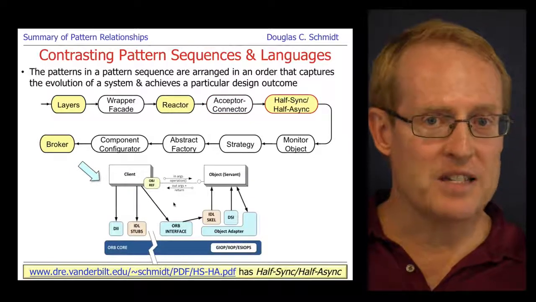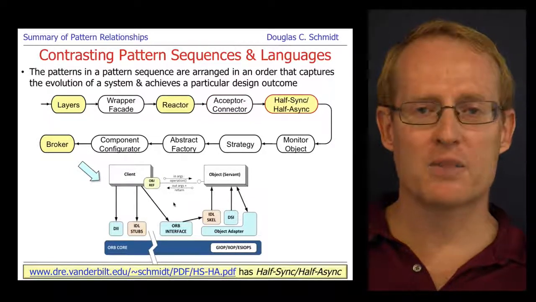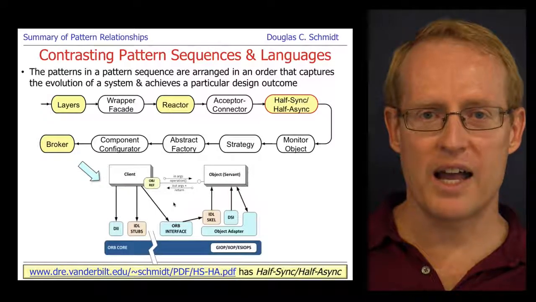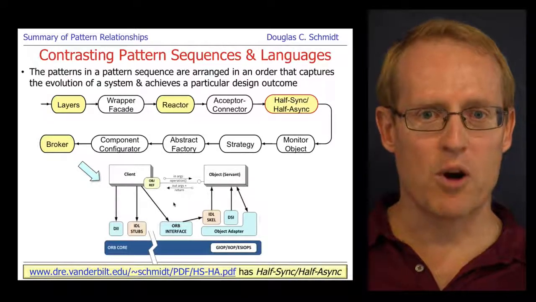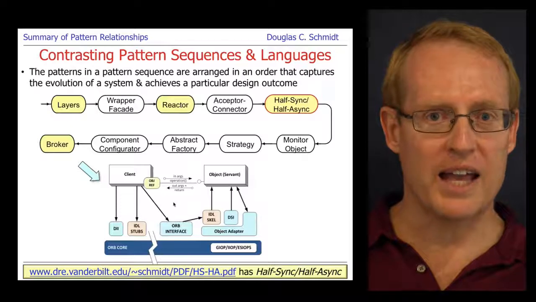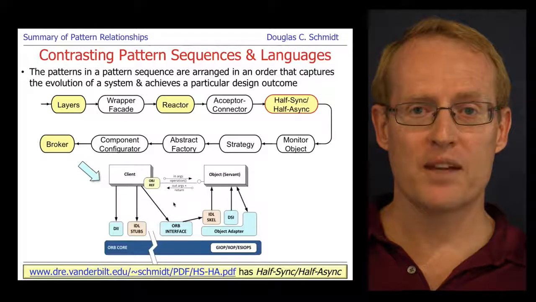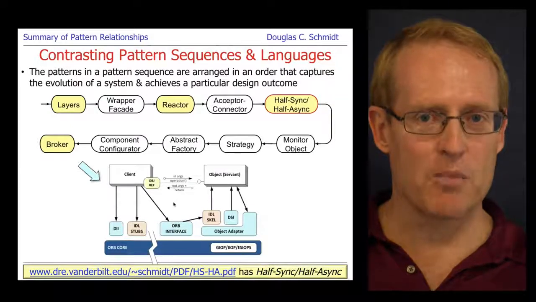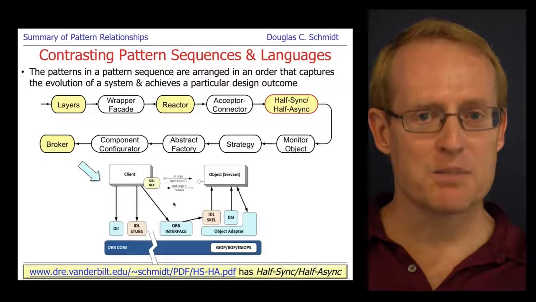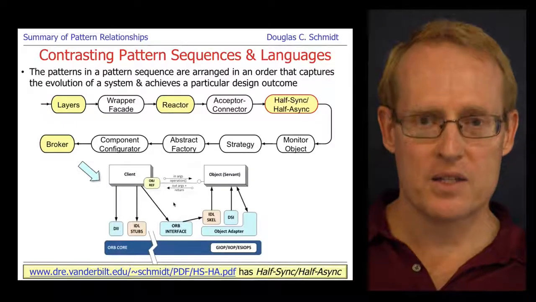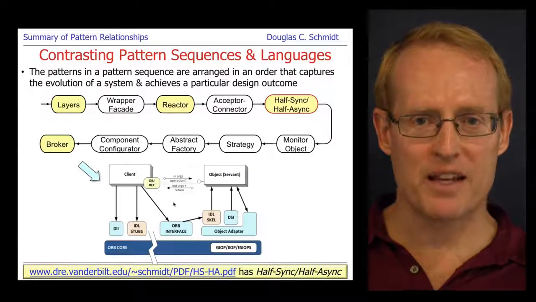The half-sync, half-async pattern makes it possible to decouple your design into a lower layer part that doesn't block and only has one thread of control, and then an upper layer part which can block and has multiple threads of control. This is a POSA 2 pattern. You can read about it here.